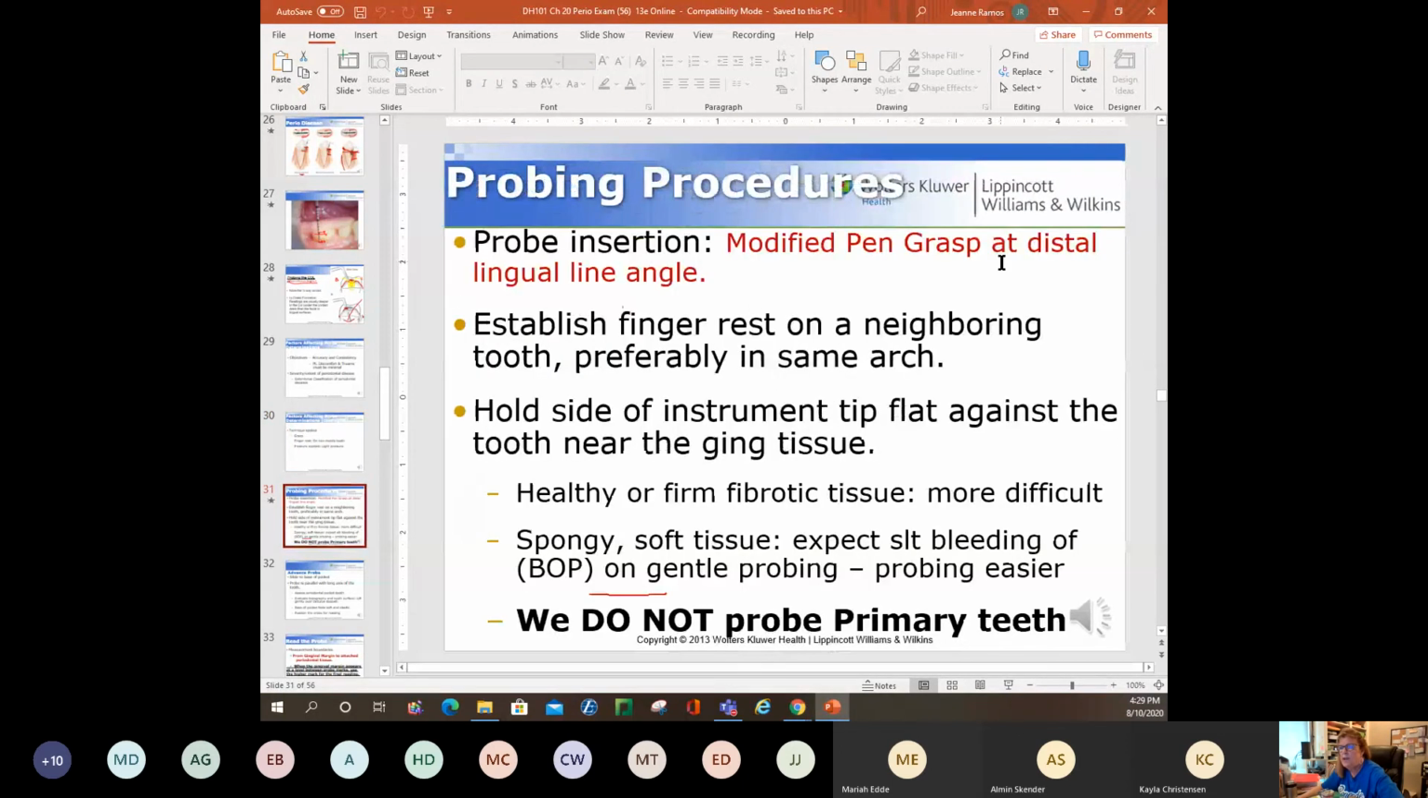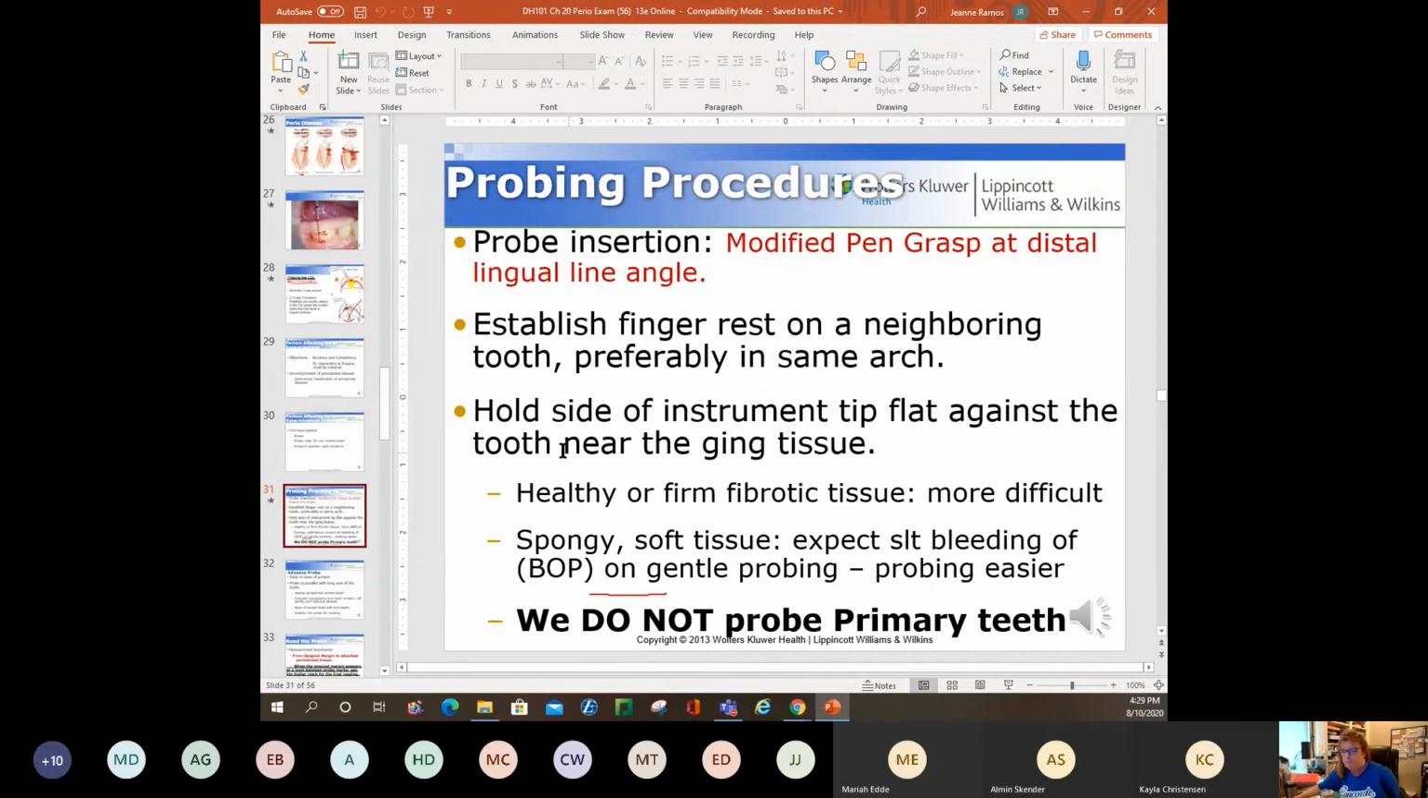Okay, modified pen grasp at the lingual line angle. You establish a finger rest on a neighboring tooth, preferably in the same arch. If you're on the posteriors, I probably, like one of you said, would use an extraoral fulcrum, which means you're out of the mouth. It's extraoral, not intraoral on the tooth. And so it'll be hard to do that on these typodonts. So just practice on the teeth next to the ones.